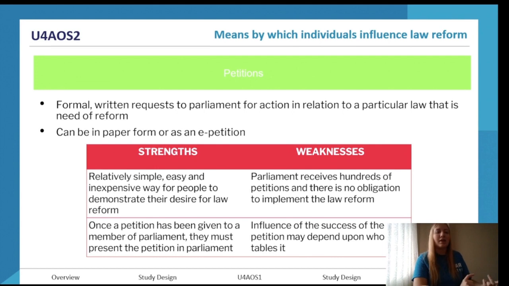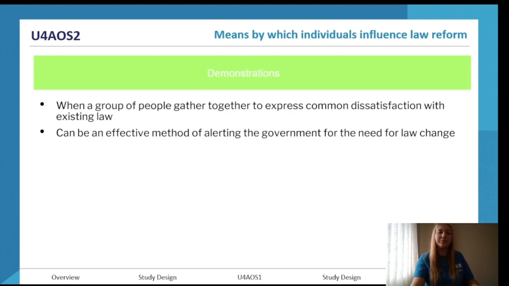Another strength is if the petition is given to Parliament, they have to present or table the petition in Parliament. They will unavoidably see it and have to consider a potential law reform or change to the law. Some weaknesses are that Parliament receives hundreds, if not thousands, of these, and they have no obligation to implement the law reform. They might not know about the petition because there are too many, and they might just not want to go through with it, and they don't have to. Similarly, the success of the petition could also depend on who tables it in Parliament.